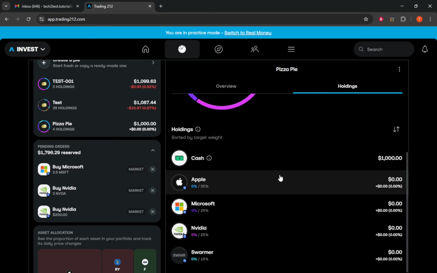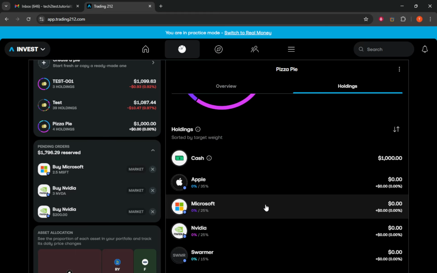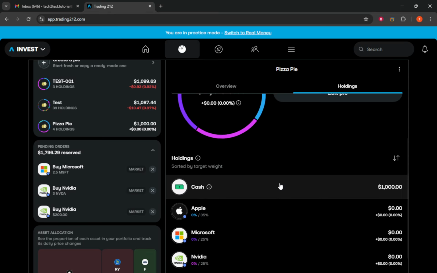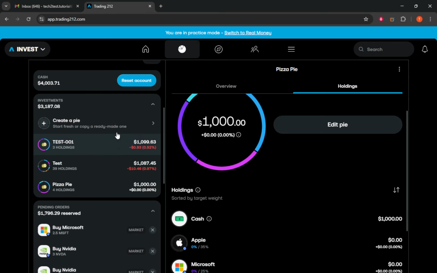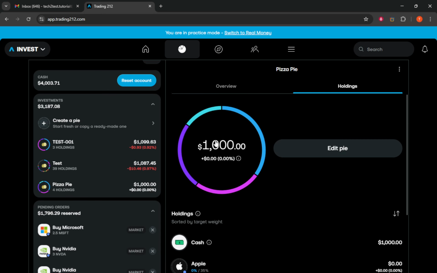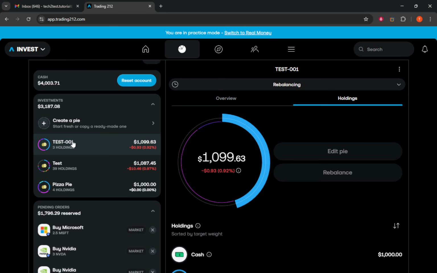To understand your cash versus invested money, tap the pie icon on the portfolio screen. You'll see a simple split between cash, which is unused money ready to invest, and investments, which is the amount currently allocated to stocks and ETFs.